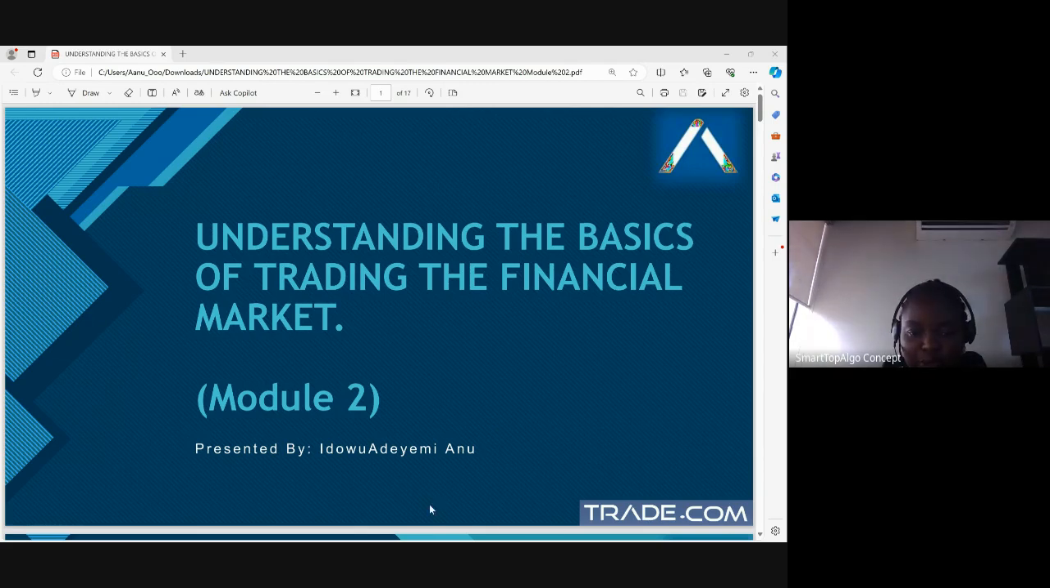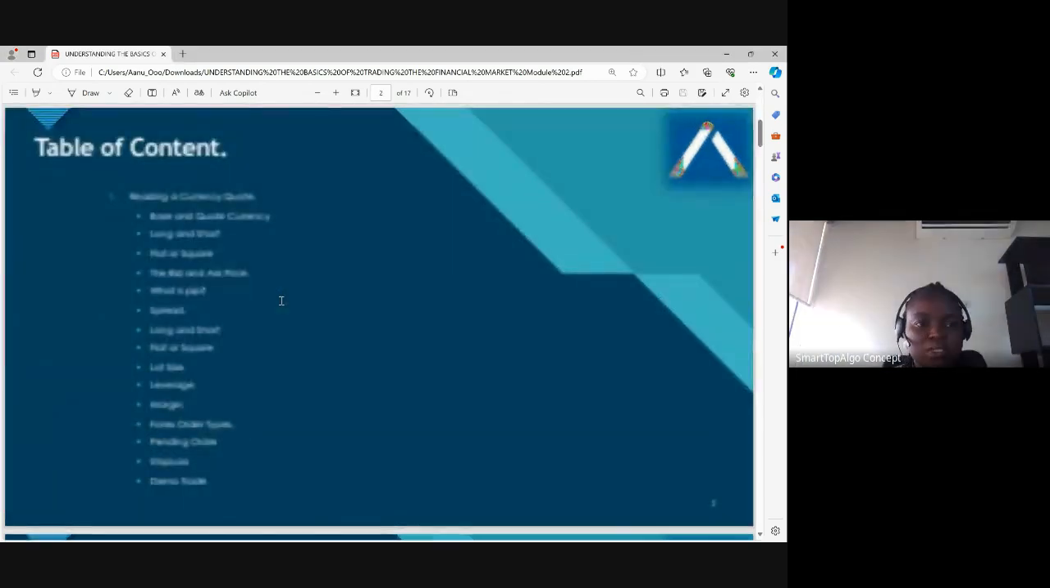Okay, so let's look at what we have today. Today we'll be looking at basically forex terminology that is within a currency code. Under it, we'll look at what we mean by base currency, quote currency, long, short, flat, squared, the bid and ask price, what is pip, spread, lot size, leverage, margin, forex order type, pending order, stop loss, and then demo trade.